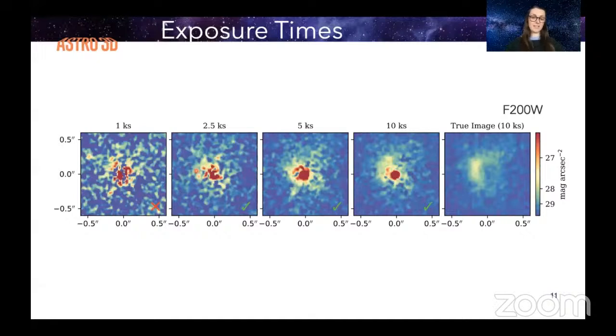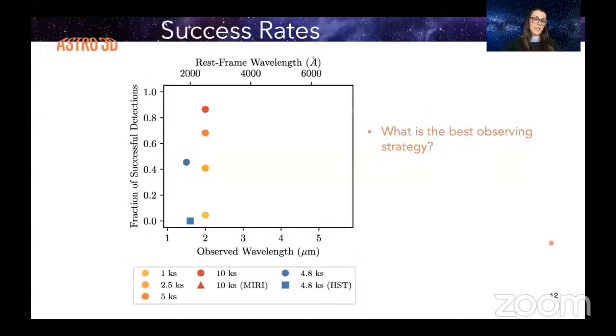Here is an image of one of the quasars after PSF subtraction at various exposure times, from 1 to 10,000 seconds, against the true image of the host galaxy. Now, if we look again at the fraction of successful detections as a function of wavelength, considering the F200W band here, you can see that for 1, 2.5, 5, and 10 kiloseconds, we get increasingly better success fractions. In terms of the best observing strategy, it really looks like we need more than 5 kilosecond exposures to guarantee a really large fraction of successful detections, so more than 50%.